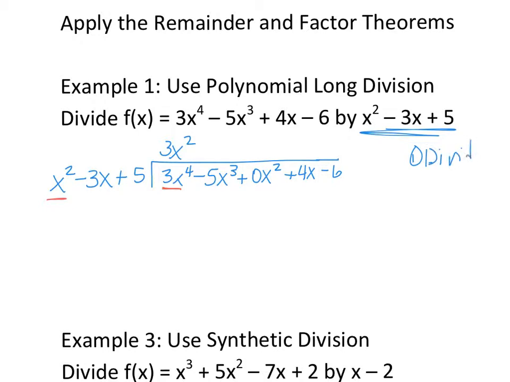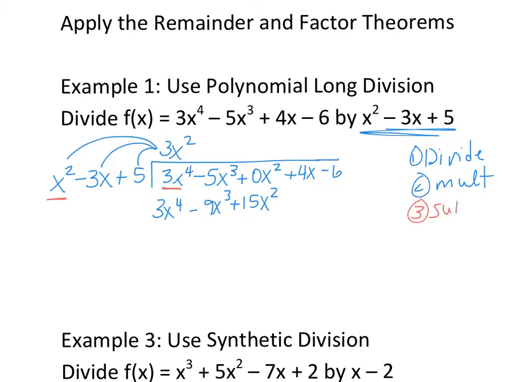Now we are going to multiply. And so we're going to actually multiply 3x squared times x squared, 3x to the fourth, 3x squared times negative 3x, negative 9x cubed, and 3x squared times 5. And then, third step, we're going to subtract. I'm going to do this in red because when we subtract, if you think about how I always talk about this in class, subtracting is adding the opposite. So we're actually going to do the opposite of each one of these and then just add.